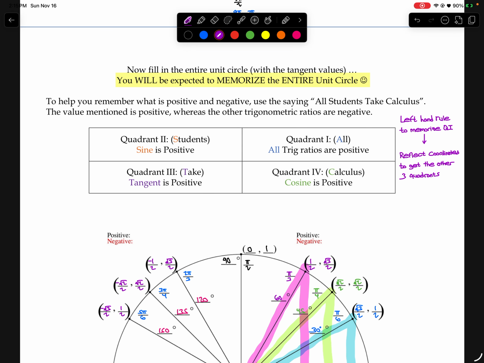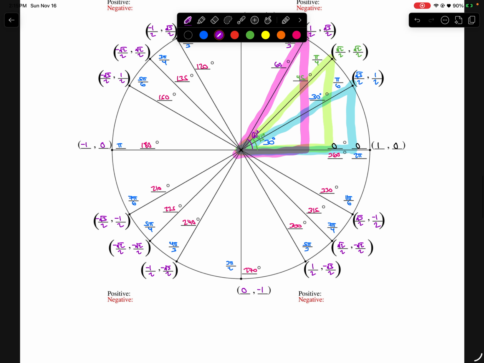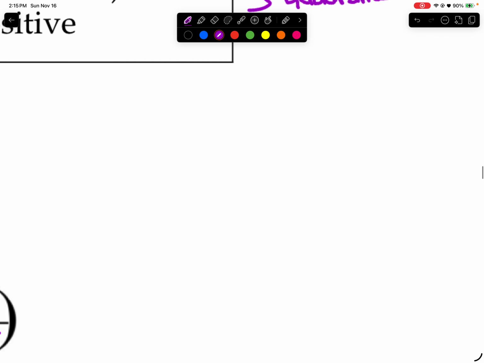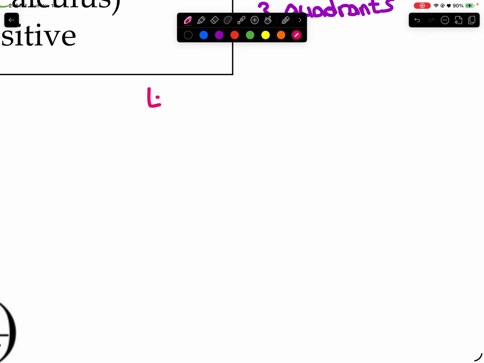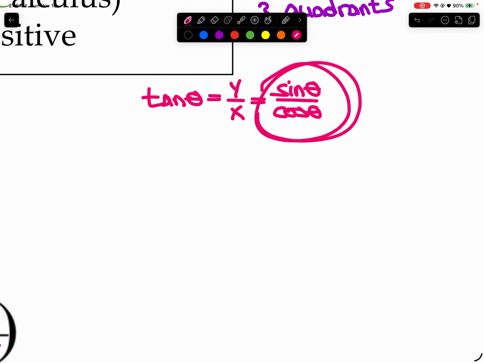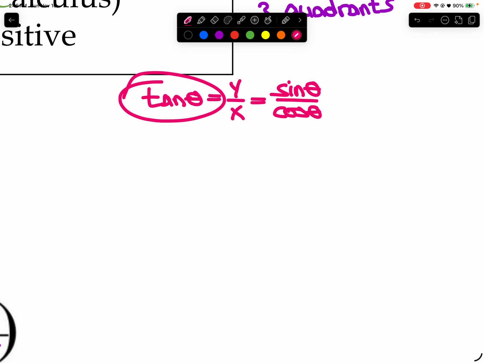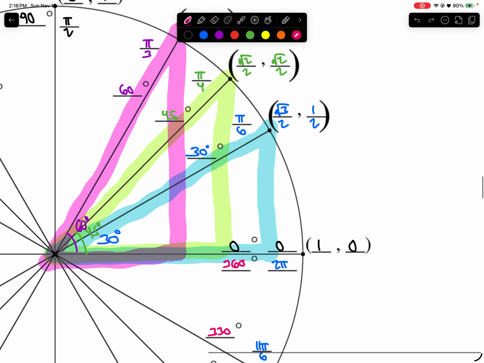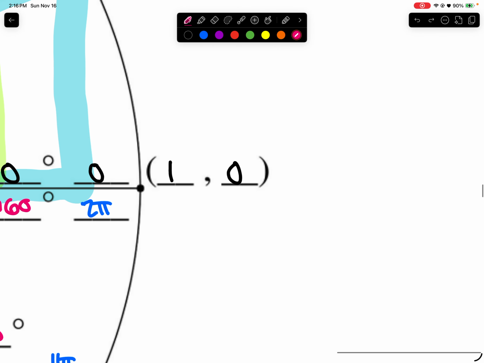Now we're going to fill out the tangent values. As a recap, tangent of theta is equal to the y value over the x value, which means we're going to be filling out sine of that value over cosine of that value. So we're going to be writing out the ratio of sine over cosine in order to figure out the tangent value. So over here, we're going to start off at 0.